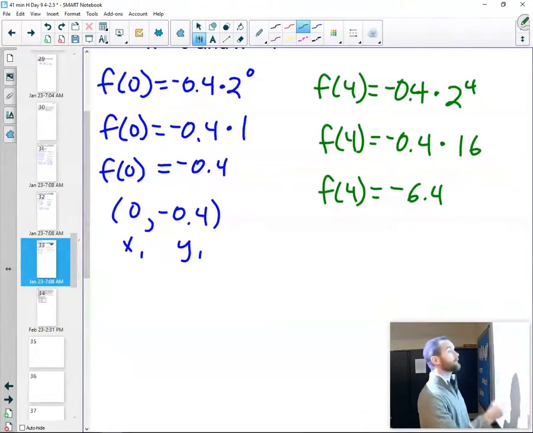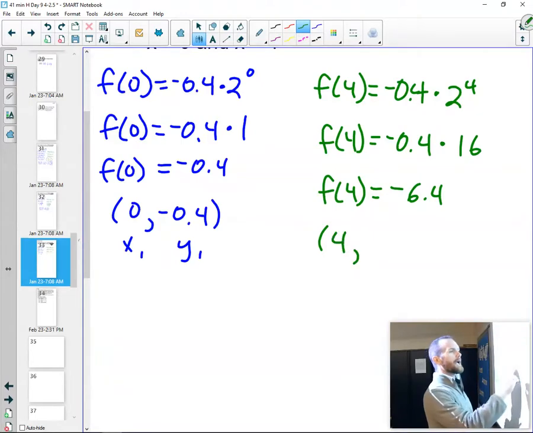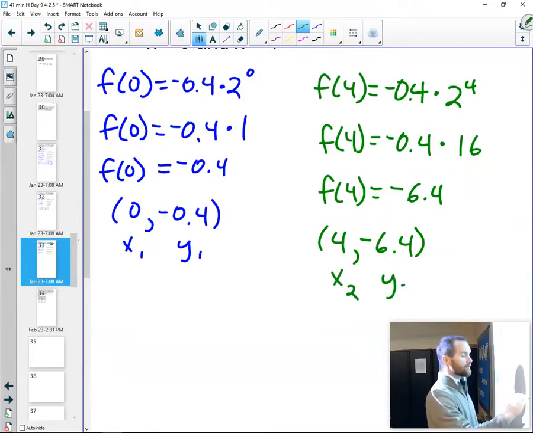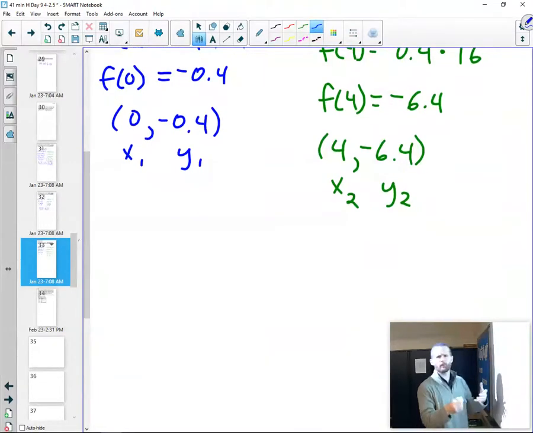So now let's go back to our green and find the second point. Got distracted there with the f of 0. So the x value was 4, and the y value we found once we plugged it in was negative 6.4. That is our x2 and y2. Now we just plug it into our formula for rate of change, or formula for average rate of change in this case, even though it's the same formula.